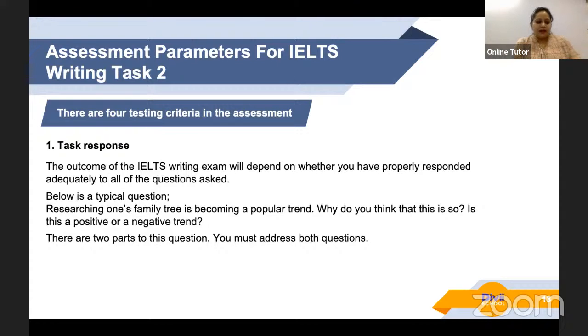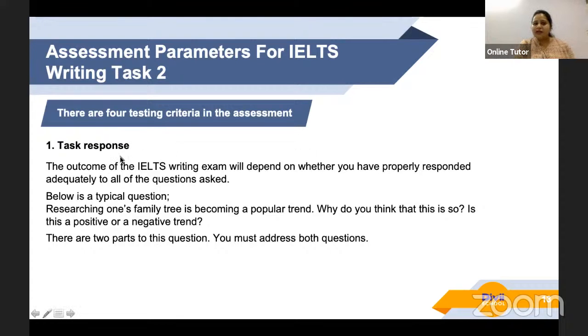Okay. Let us take a look at the assessment parameters of IELTS Writing Task 2. Now, what are assessment parameters? Assessment parameters are the marking criteria for your essay. The IELTS examiners have certain guidelines on the basis of which they give you marks, they give you bands for what you write. So there are 4 testing criteria.